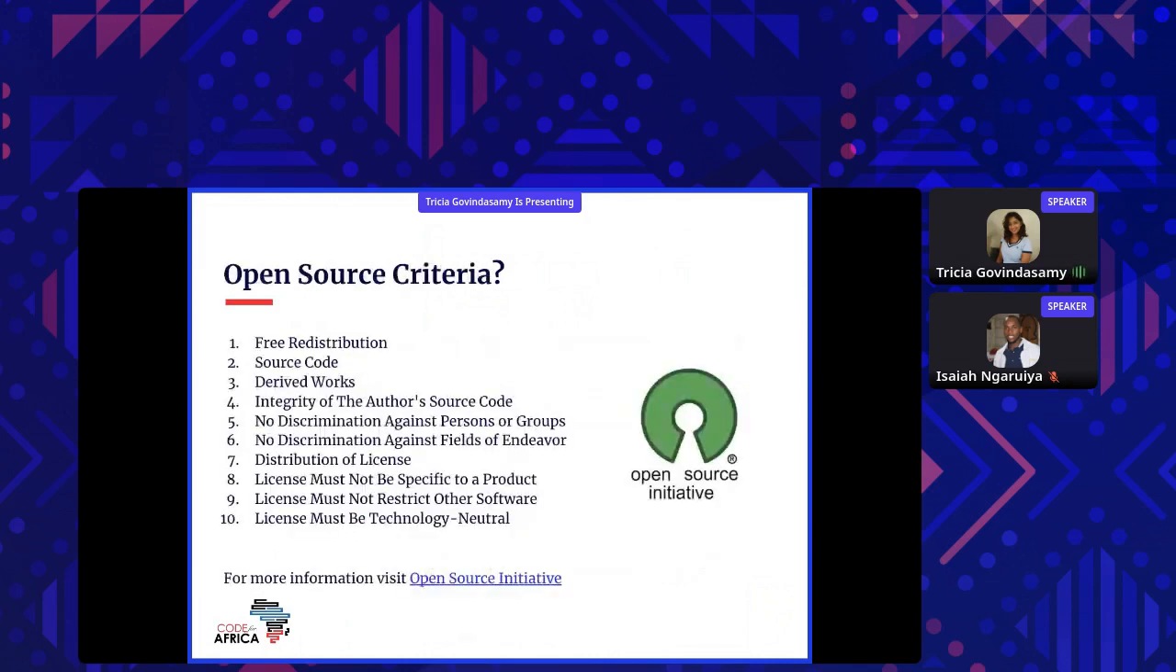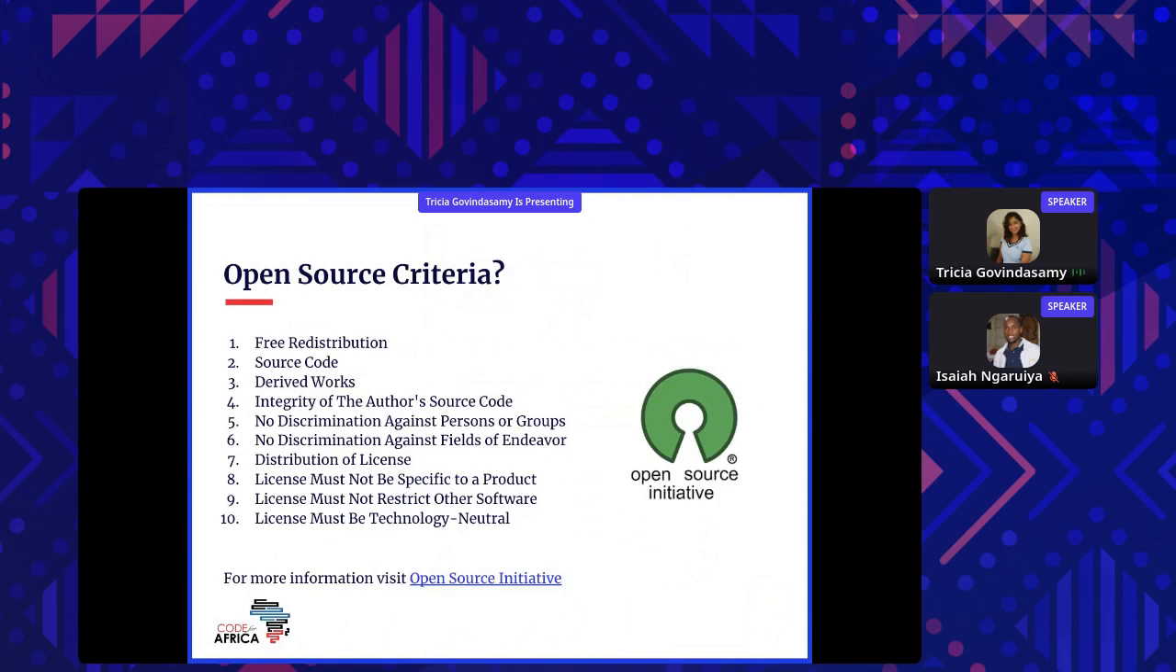So to make something open source, it has to follow 10 different criteria. And I went to the Open Source Initiative and I pulled out these 10 criteria. We're not going to go too much into detail. I'm just going to read out the list. I've added in the link to the Open Source Initiative, and I'll be sharing these slides and you can take a look at them later.